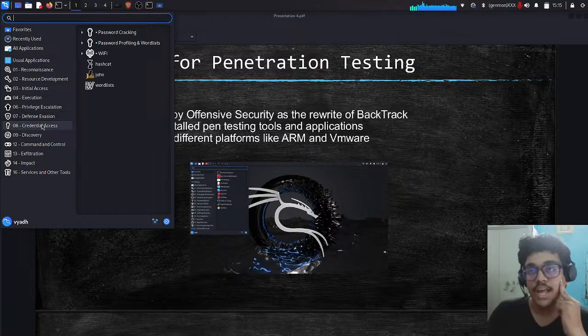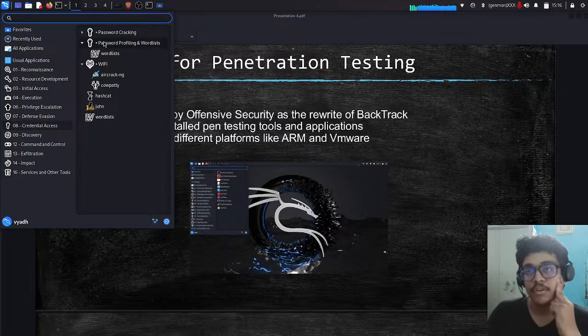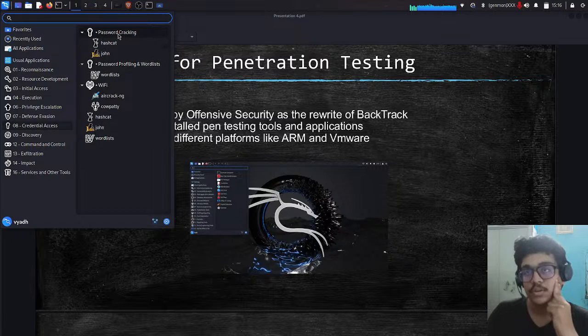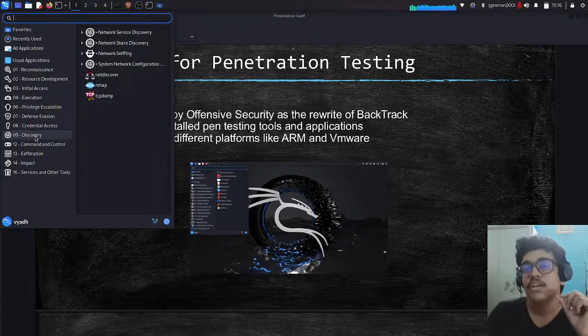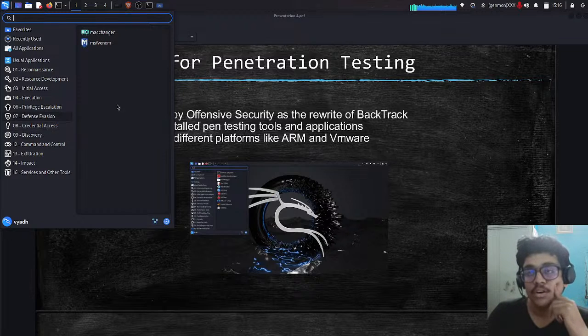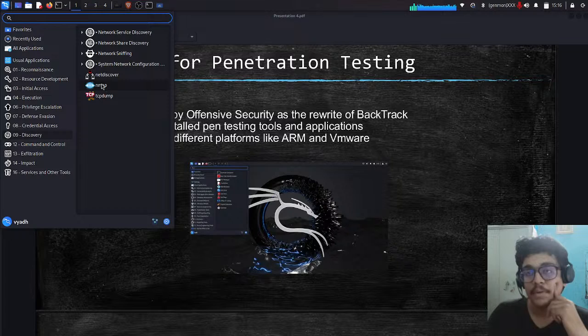For credential access, we have different kinds of word lists, Hashcat, and John the Ripper, if you know them. For Wi-Fi, we have Aircrack-ng and Cowpatty. For password cracking, we have Hashcat and John, as we discussed earlier. For the discovery part, for network discovery, we have tcpdump and Nmap.